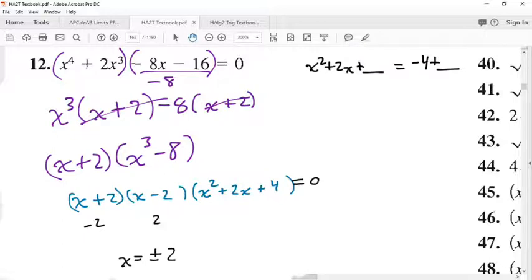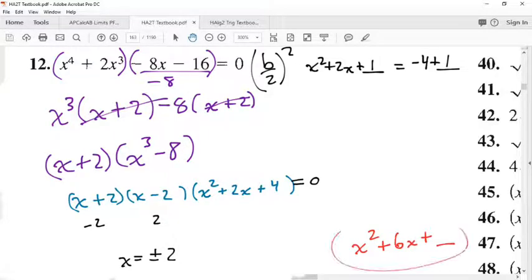So what is that? One. So I add a 1 to both sides. You take the b, which is always your x term, divide it by 2 and then square it. For example, let's pretend we had x squared plus 6x. What would you add to this to make it a perfect square trinomial? 9. Because you would take the 6, divide it by 2, and square it.